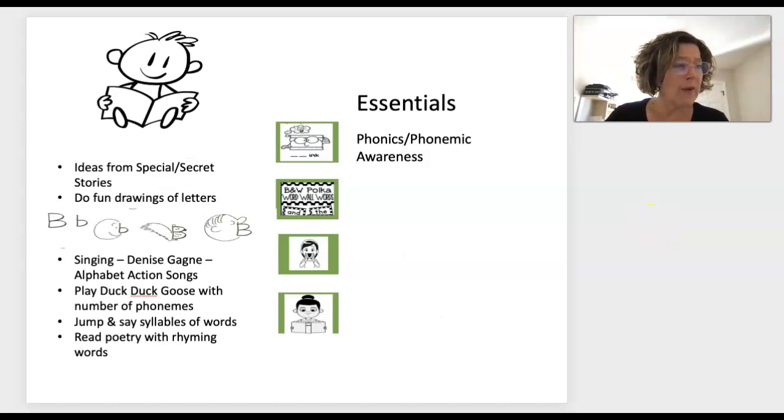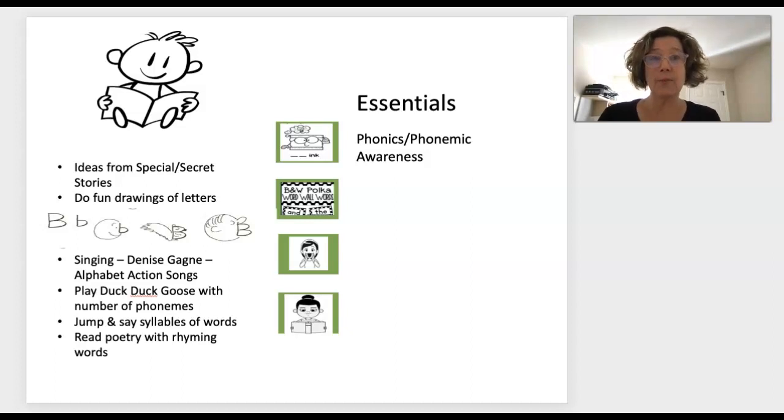When we're looking at phonics and phonemic awareness, you can use some of the ideas from Secret Stories. If you want to address them as special stories, you can. So think about some of those things that you could adapt from that. You could do some fun drawings of letters. When you're drawing B, you could draw it as a nose, the body of a squirrel, or the lips of a person, just to reinforce the idea that reading and ultimately writing is fun.